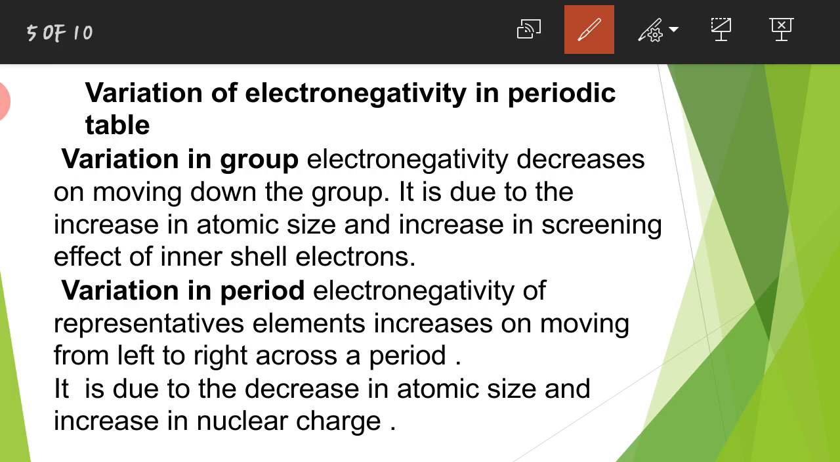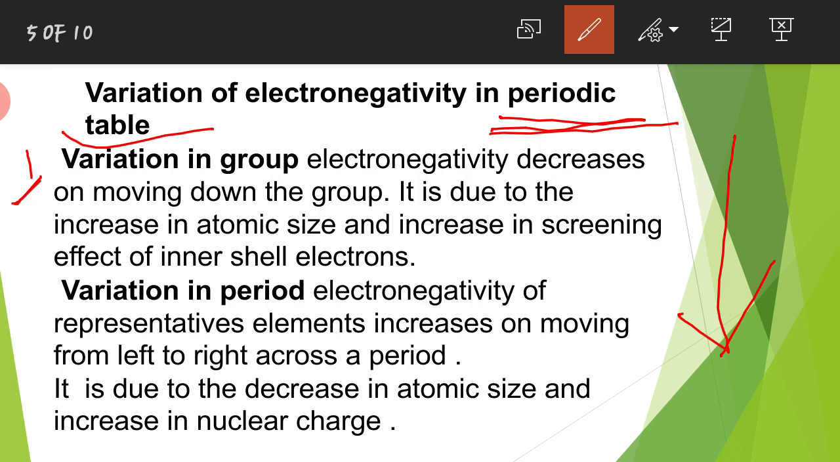Variation of electronegativity in the periodic table. First, variation in group. Electronegativity decreases on moving down the group. It is due to the increase in atomic size and increase in screening effect of inner shell electrons.